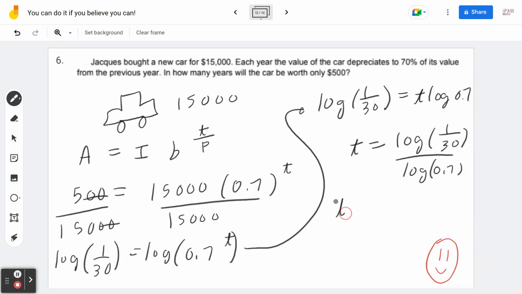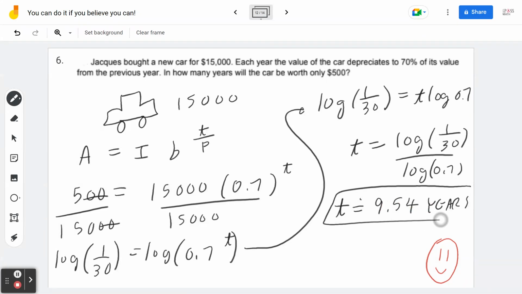I'm going to grab a calculator. I'm going to work this out with you. We're going to express this in terms of years. So log of 1 over 30 divided by log of 0.7. This equals 9.535846124. I'm going to round this to 9.54 years. So sometimes you can round to 2 decimal places. I still round it up, by the way, just like that. I hope this makes sense.